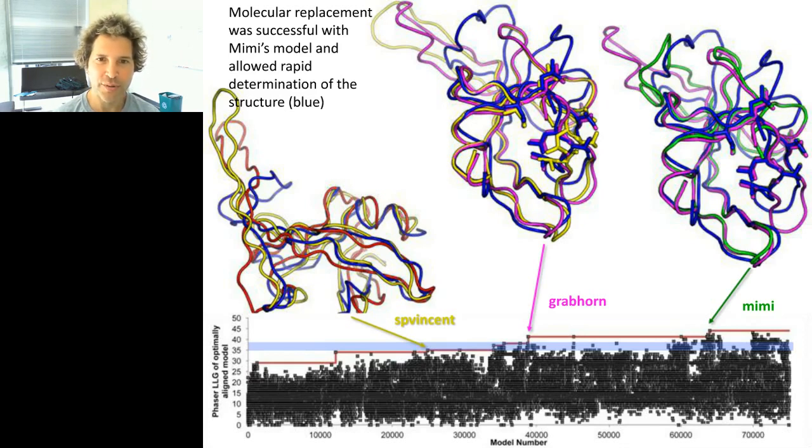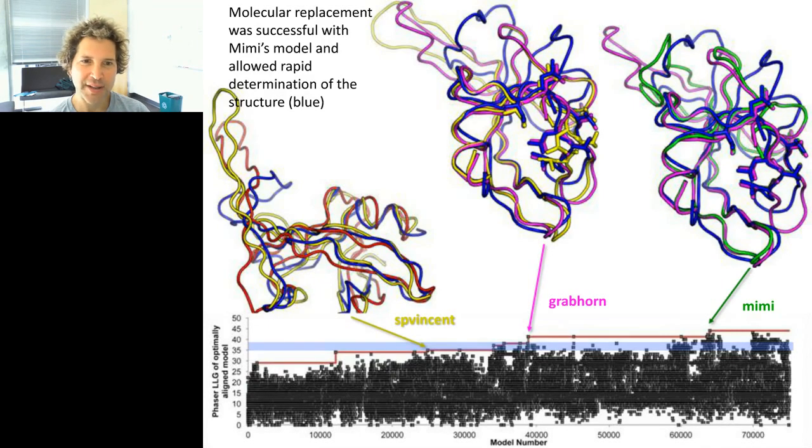It's closer to the blue. Then he passed it off to his teammate Grabhorn, who made it still better, still closer to the blue. You can see directly in the core of the protein, you now see some of these side chains coming closer and closer. And then Grabhorn passed it off to Mimi, who improved it still further. And when we got the solution back from Mimi, we could look at the fit to the experimental data, which wasn't sufficient. You couldn't solve the structure using the data, but it was kind of like a fingerprint. You could tell whether you had it right.